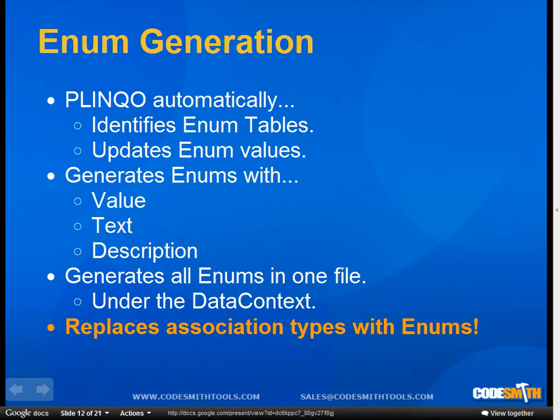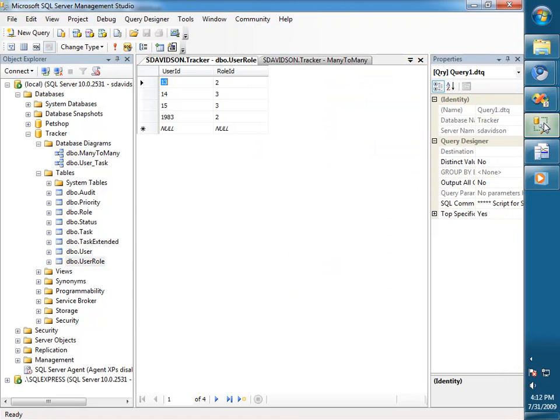FYI. Enum generation, another thing that Plinqo will do right out of the box that Linq to SQL will not. Plinqo will automatically identify enum tables in your database using regular expressions that you can configure. It's going to generate enums for you from them. It's also going to, on regeneration, read all the rows out of the database and update those enums again. The enums that it generates are going to have text, they're going to have values, they're going to even have descriptions, so it's going to help you comment your code and help you make easily legible code. It's going to generate all these enums into one file behind the data context. And in my opinion, the coolest feature here is that it's going to replace association types with enum values. And we're going to see what I mean by that in just a minute. First, let's look again at the database, and see an enum table, and then see what Plinqo is generating from it.